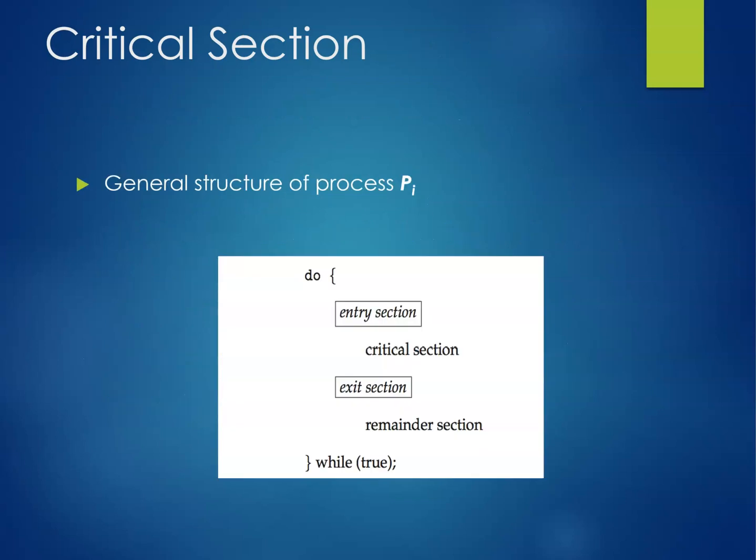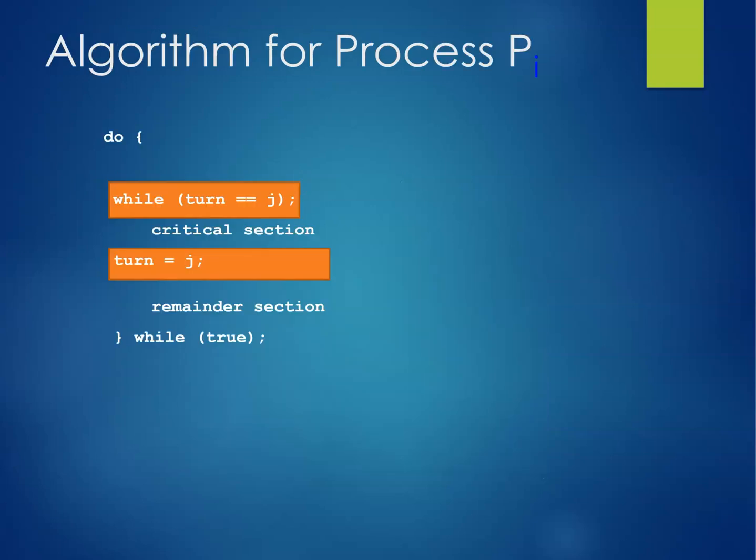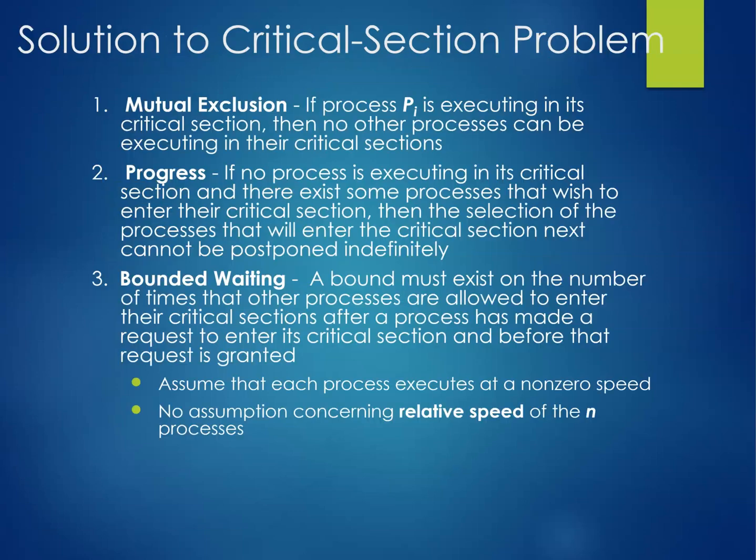Let's look at an image here. We've got our entry section, our critical section, and an exit section, and whatever comes after it. Okay, so the algorithm for process Pi is: while turn equals j, wait, then the critical section, else we set turn equals j and do the remainder section. So basically, we wait until turn changes, we do our critical section, and then reset it. There are flaws in this that we will come to.